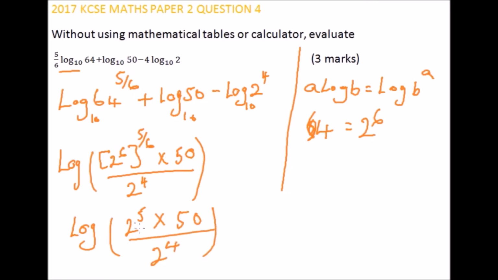So here we have 2 to power 5 and here we have 2 to power 4, so there is one 2 that is more than the denominator. So this will be the logarithm of 2 multiplied by 50, and remember, it is to base 10, don't forget, to base 10, which is equal to logarithm to base 10 of 100, and logarithm to base 10 of 100 is equal to 2.